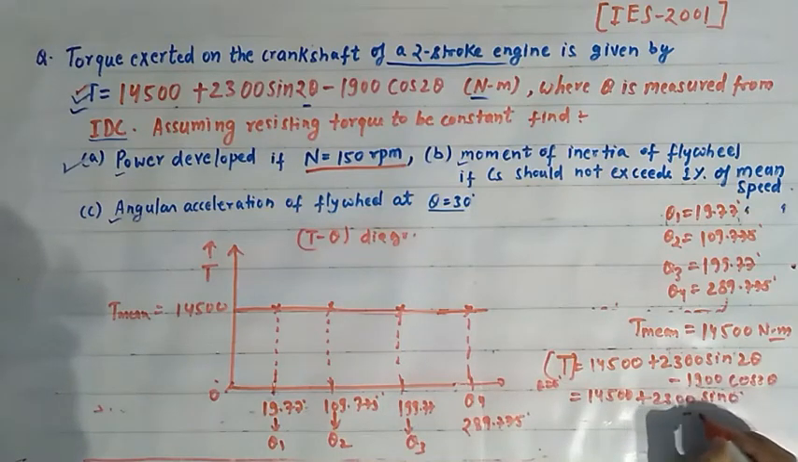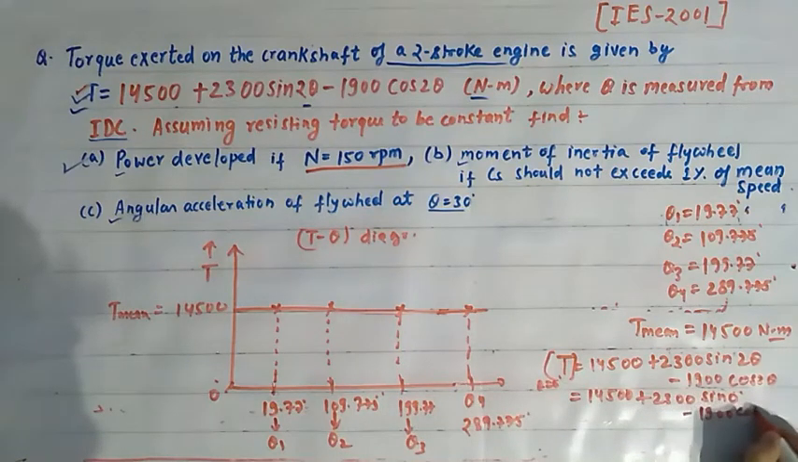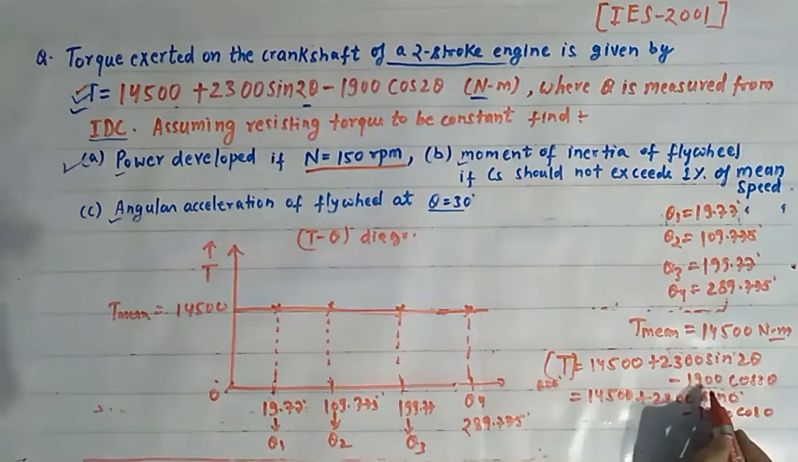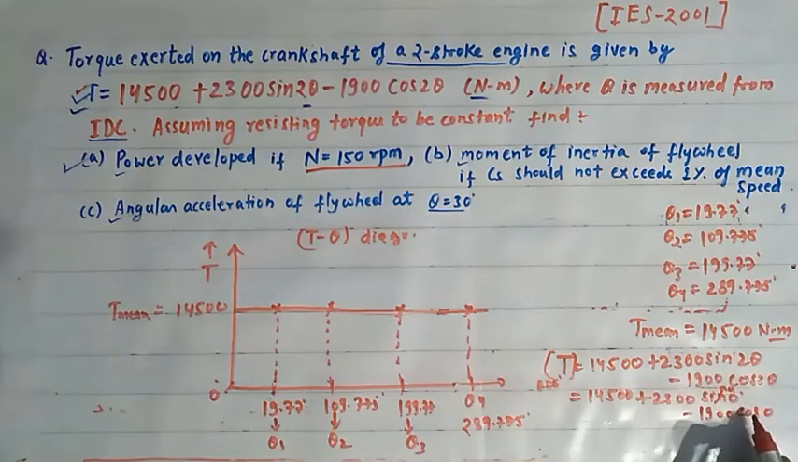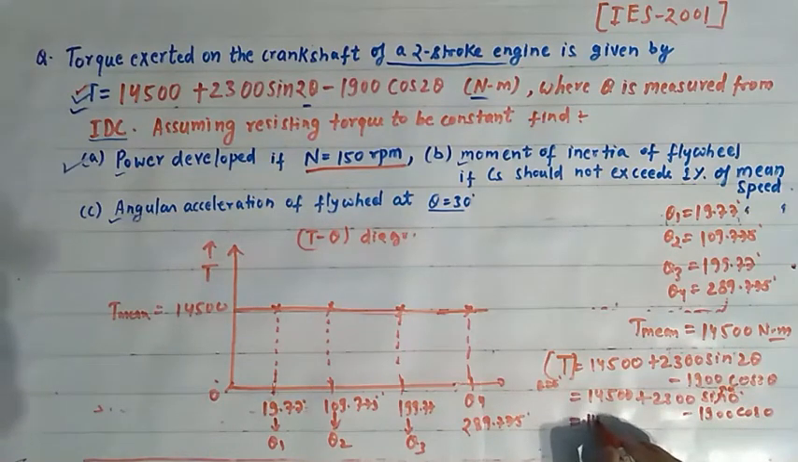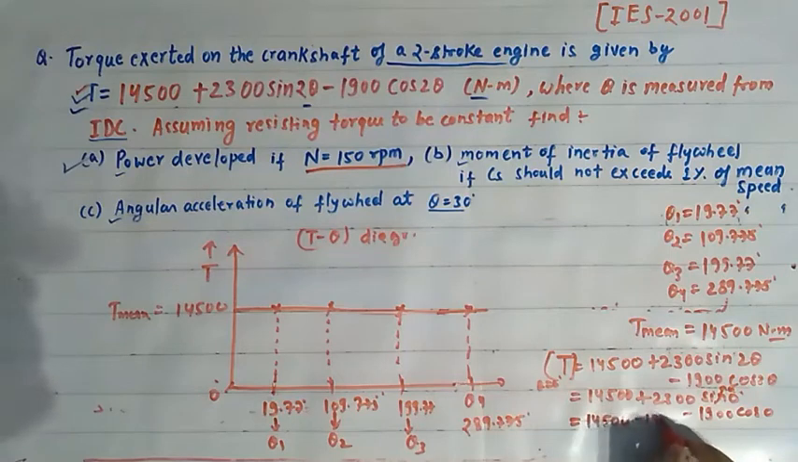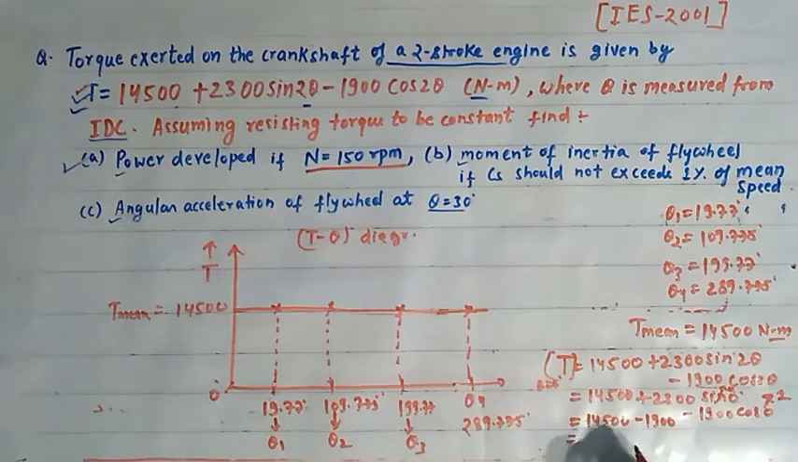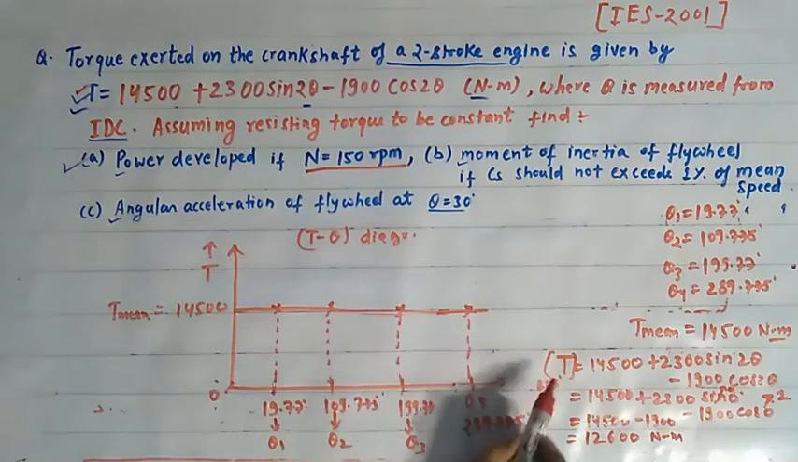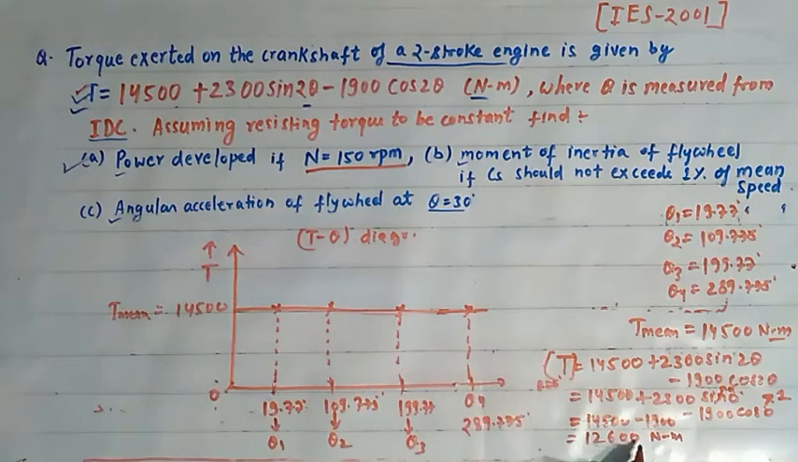14500 plus 2300 sine 0 minus 1900 cos 0. Okay, now we know that friend, sine 0 is 0. So this term will cancel out. This will be 0 and cos 0 is equal to 1. So I will be left with 14500 minus 1900 because cos 0 is 1. So the value of this will come out to be how much? 12600 Newton meter. That is, at 0 degree the value of torque is 12600 Newton meter.